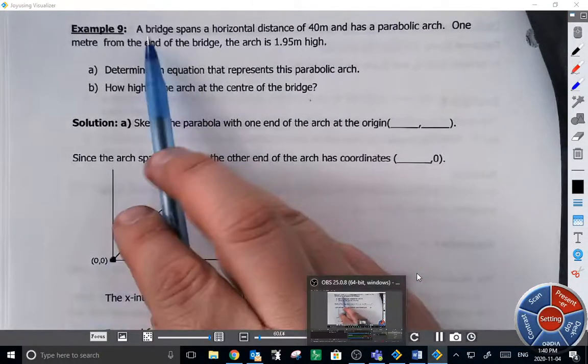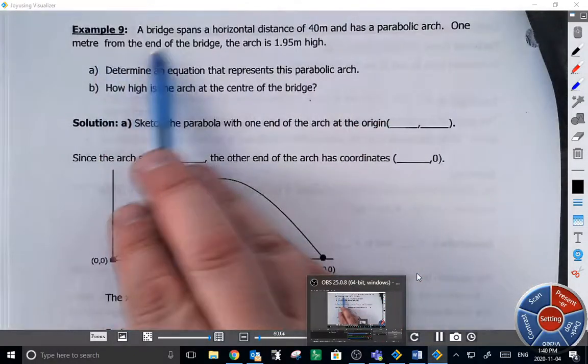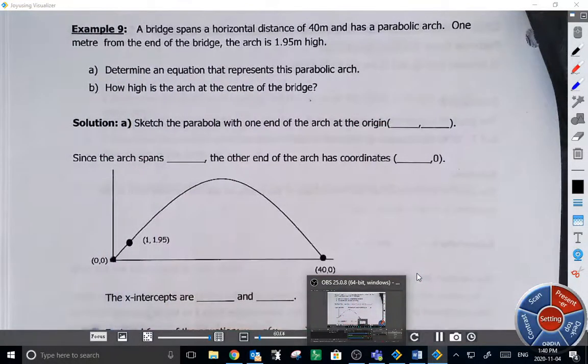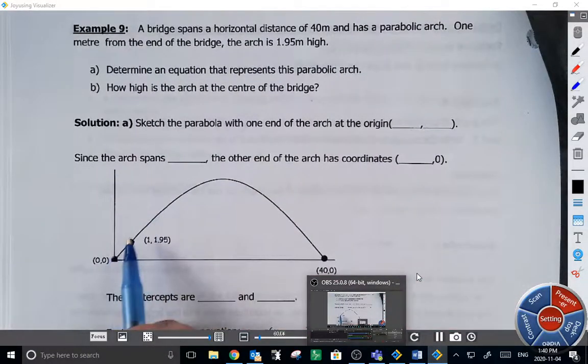A bridge spans a horizontal distance of 40 meters and has a parabolic arch, 1 meter from the end of the bridge. The arch is 1.95 meters high. So there's the point 1 meter over and 1.95. We just decided to make the corner of the bridge the point 0, 0 because it makes the math easier.